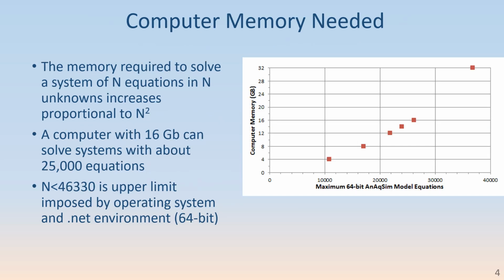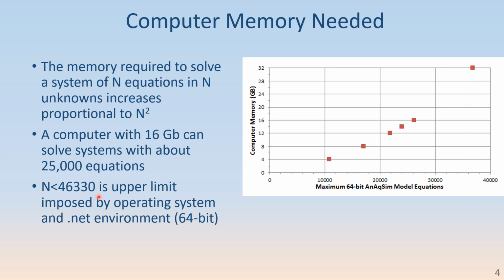A while back, I and folks at McLean Environmental did a bunch of experiments to see how big a system of equations you could solve with Anaqsim as a function of how much memory your computer had. And we came up with this graph, and that may or may not be somewhat different today. I don't know. I haven't run these kinds of experiments in several years, but this gives you general guidance that if you've got, say, 8 gigabytes of memory, you can get up to somewhere around 17,000 equations. If you have 32 gigabytes of memory, you can get up to 38,000 or so equations.